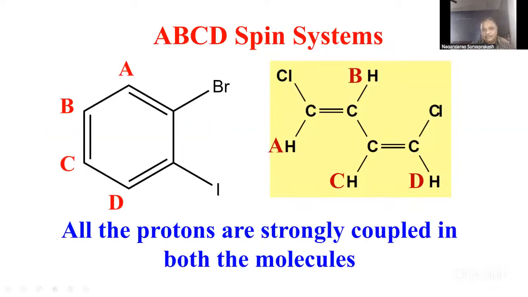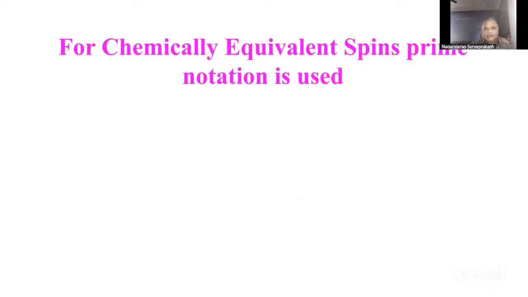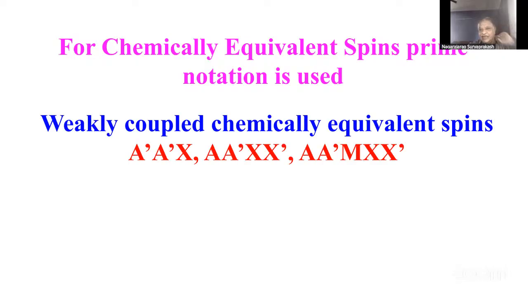ABC is even more strongly coupled for 3 spins. For 4 spins, it is like this, ABCD. So this is how you can explain. These are some of the examples. I've already explained this to you. For example, equivalent spins, how we mention is like this. Weakly equivalent spins, if it is there, we give a prime notation.